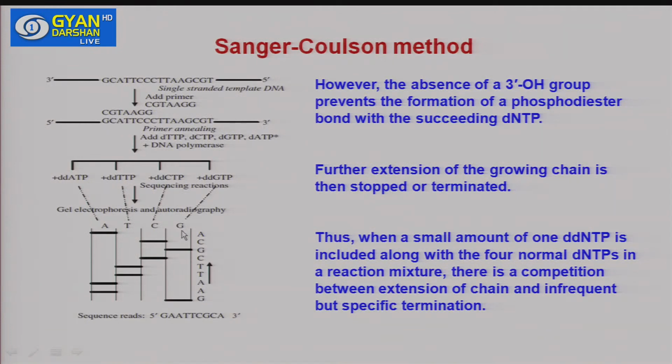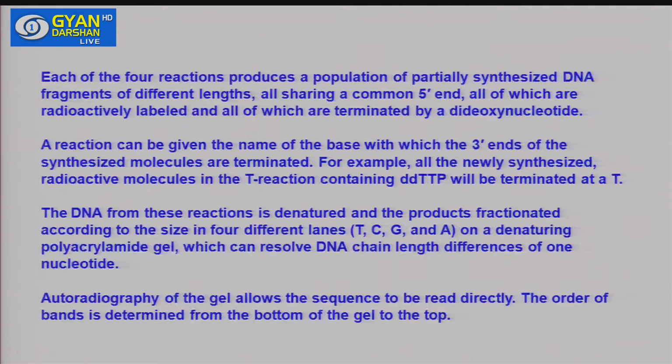G corresponds to, as I told you, ddGTP. C means this reaction is ddCTP. This one ddTTP, and so on. So the sequence will be like first G, then A, then another A, then it will be T, and so on. So in that way, Sanger sequencing is being done.